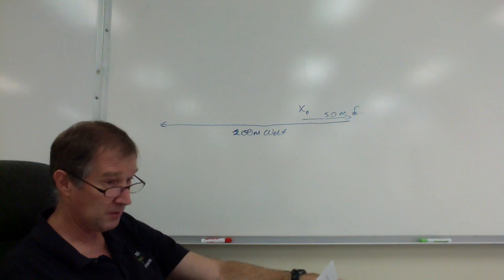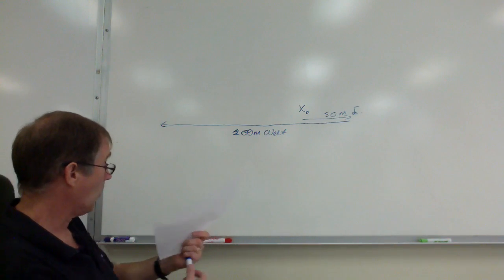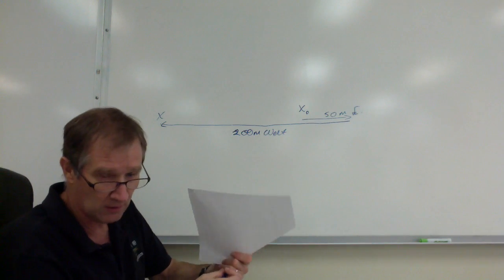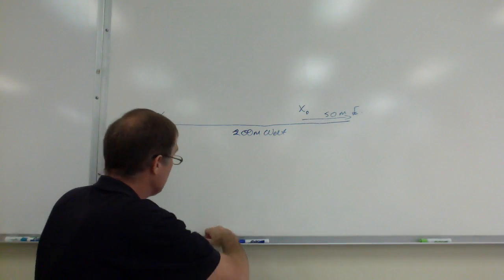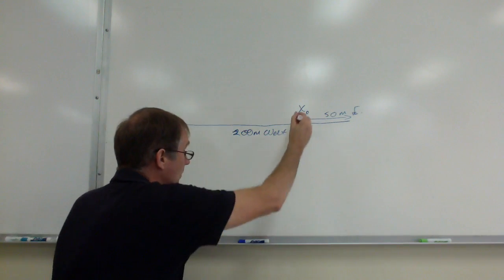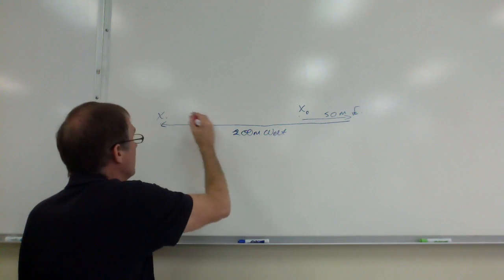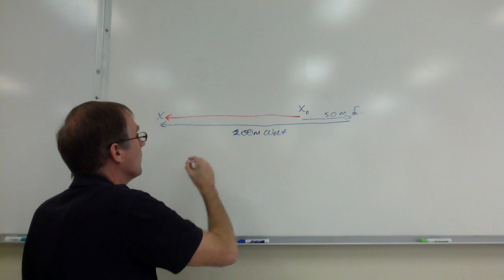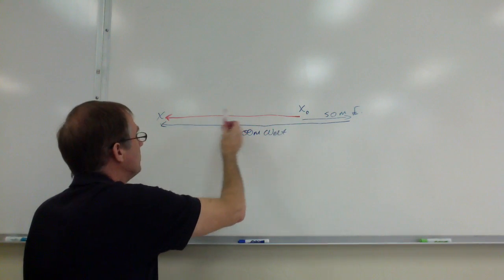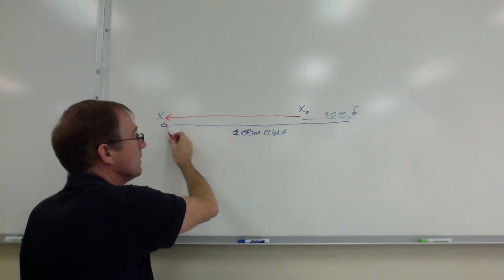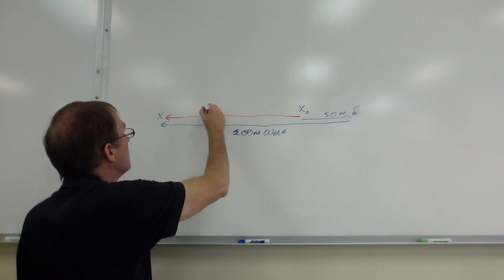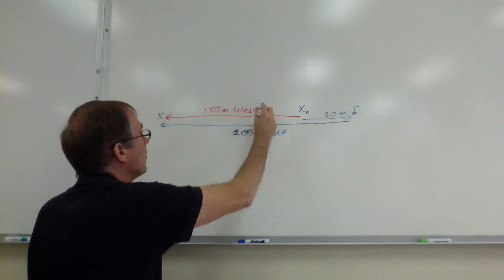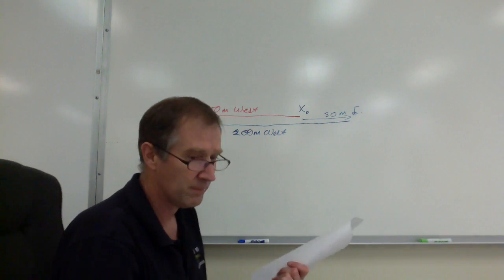What is their overall displacement? Again, displacement is comparing where they stopped to where they started. That's all displacement means. They started here, they ended up there. So the displacement vector is this red arrow, which is 150 meters west of where they started.